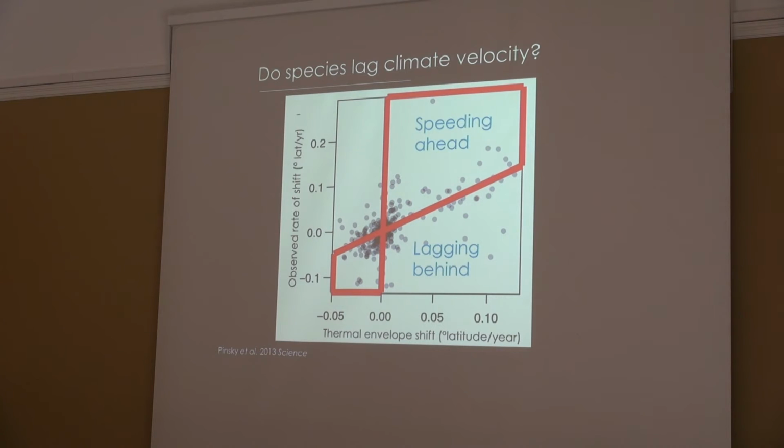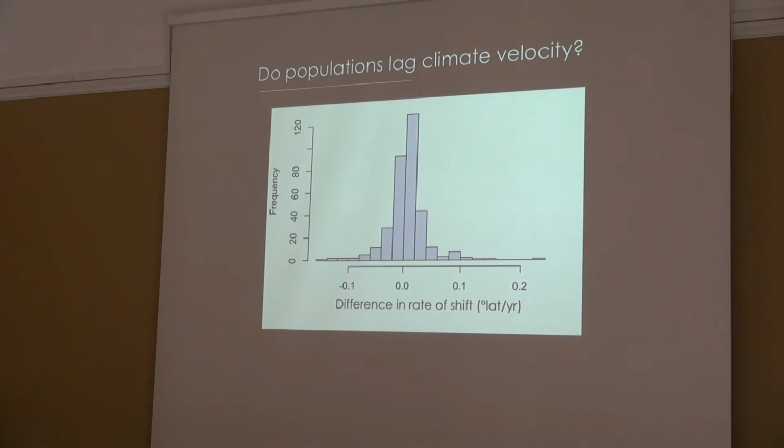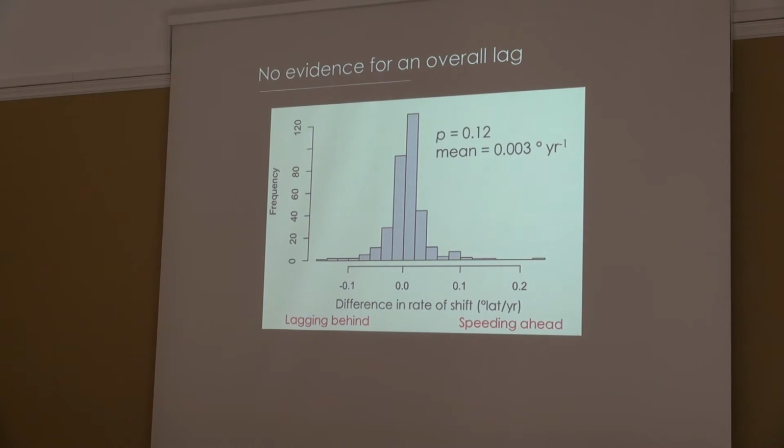Something else is going on. If we just make a histogram of all of those differences for all those species, we've got speeding ahead over on the right, lagging behind on the left, we see that on average, marine species actually aren't lagging behind. They seem to be keeping up. Lots of interesting work to be done to understand what's going on out here on the tails, and that's some of the ongoing work that we're diving into now.